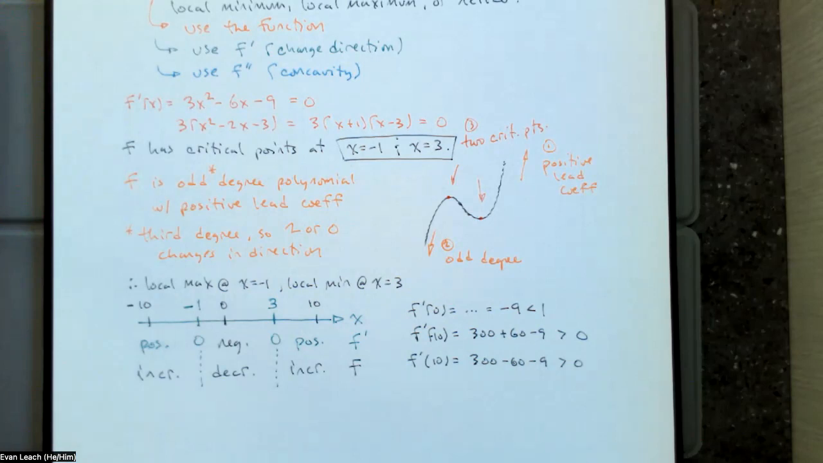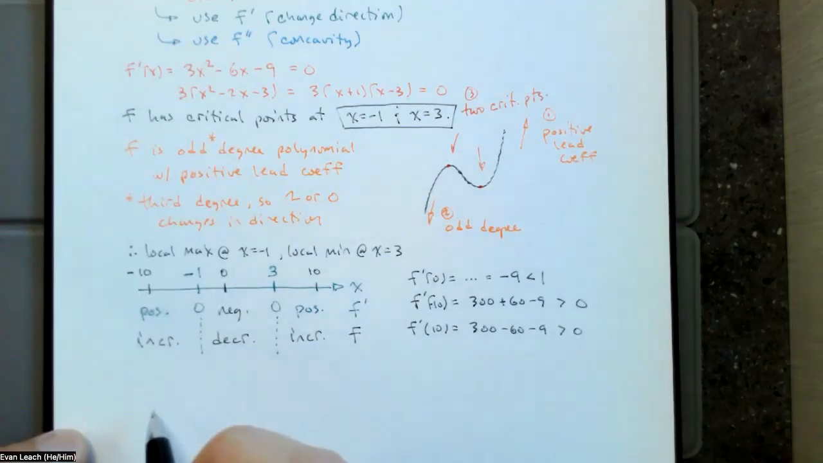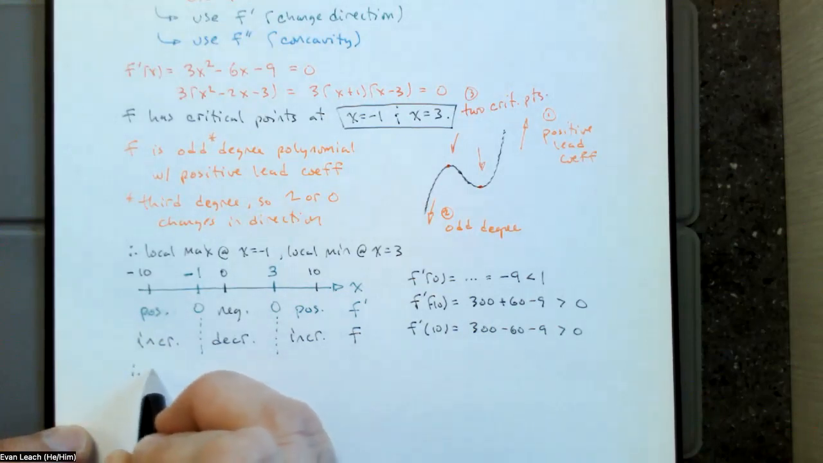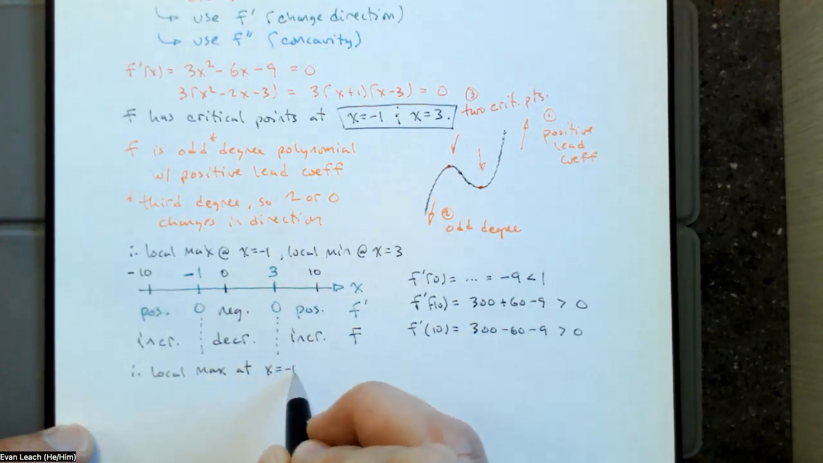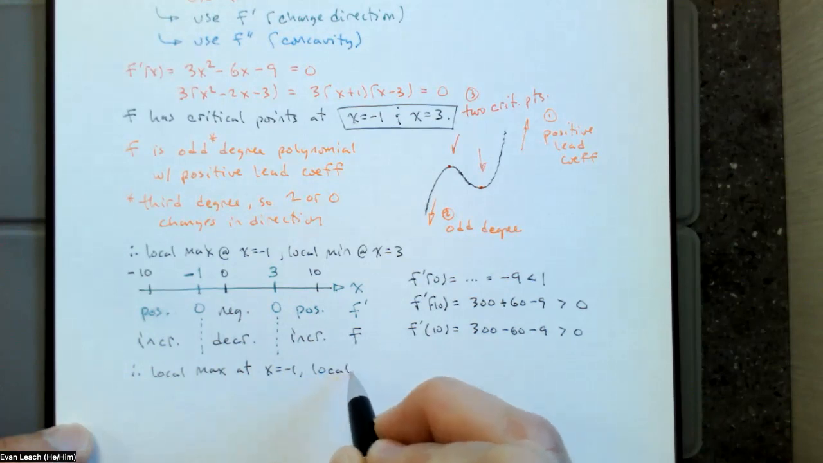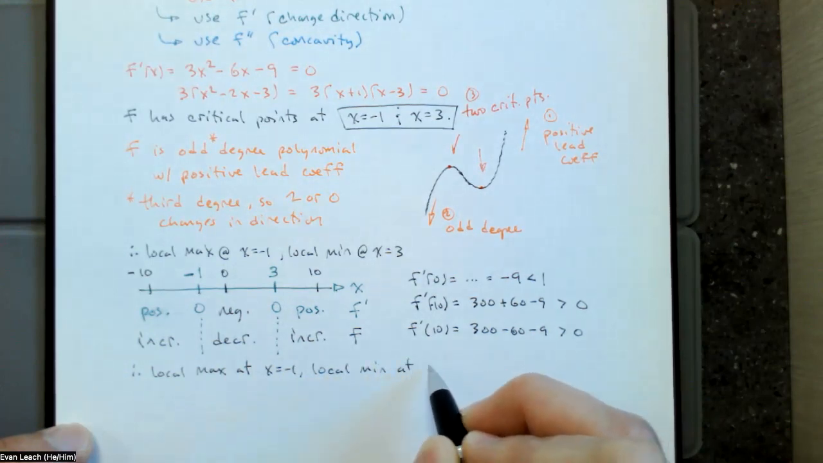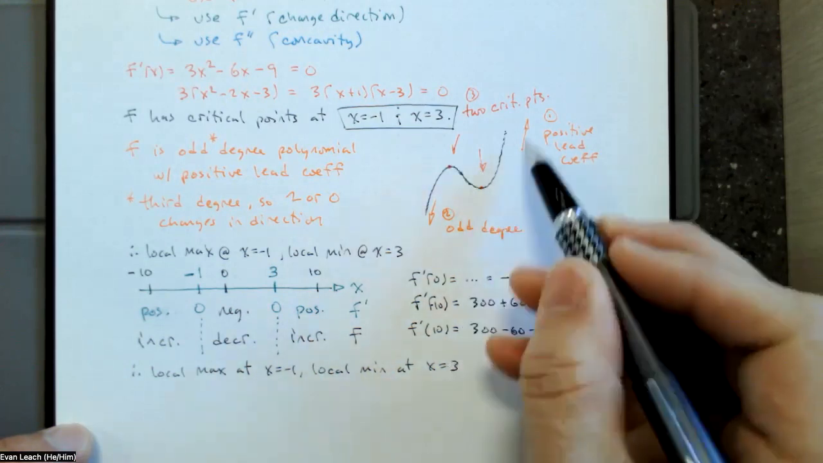So here we are using the first derivative, just the first derivative, looking at the direction on each of the intervals. At -1 and 3, the critical points, that's where the first derivative is 0. That's the only place that it has a chance to be changing direction. That's the only place we have a chance for a local maximum or a local minimum. But this leads us to the same conclusion. Therefore, there's a local maximum at -1 because we changed from increasing to decreasing. And there's a local minimum at x equals 3 because we're changing from decreasing to increasing.